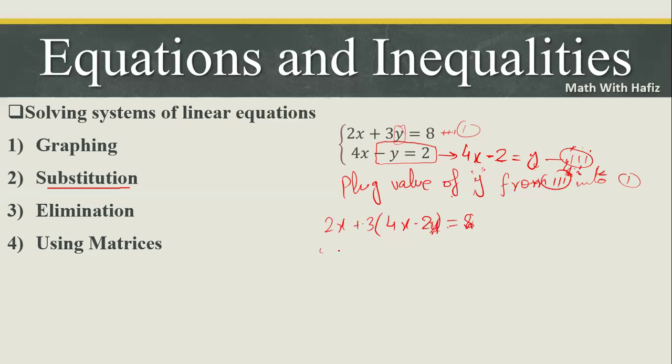So you will have 2x plus, again, whenever you are using all the methods you learned, BDMAS or whatever concept you have, you are going to use it at each step. So now you will use the distributive property. It will be 3 multiplied by 4x plus 3 multiplied by minus 2x will be equal to 8.